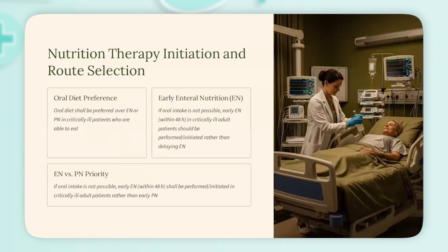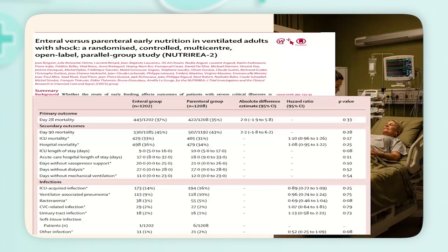The route of the nutrition: oral diet, if the patient is taking orally. If the patient is not taking adequately, we can insert a nasogastric tube or nasojejunal tube for feeding. And if the patient is not tolerating total enteral nutrition, we can combine with parenteral nutrition. But the comparison between the enteral and parenteral groups shows no difference in terms of mortality of ICU patients.